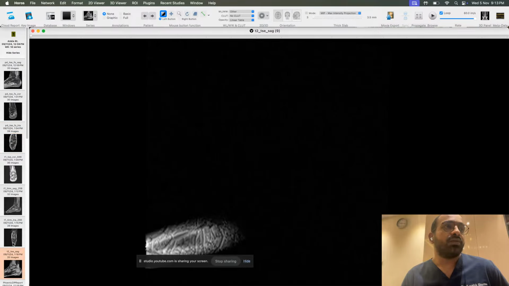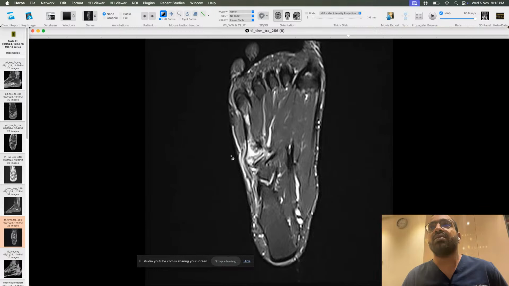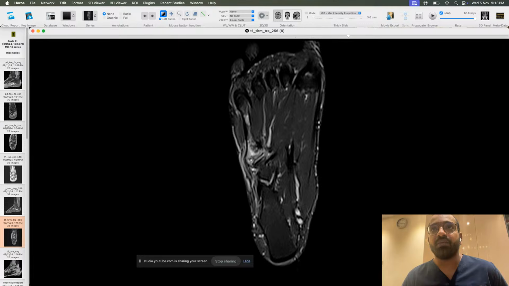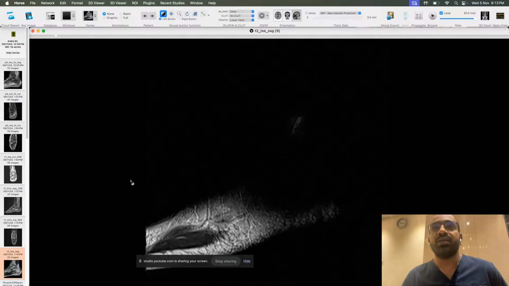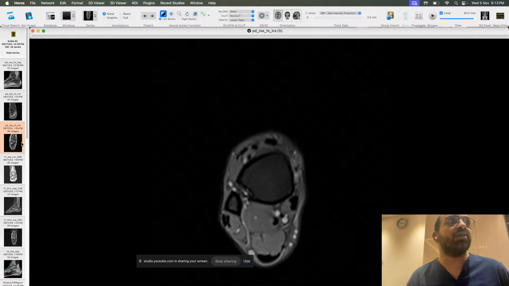So I'm going to the T1. Yeah, these are the T1 images. On the T1 images also, you can see significant marrow edema. These are the T2 weighted images. If you see the T2 weighted images, you can see a clear line of fracture in the base of the fifth metatarsal. So where exactly is this fracture happening and what is the cause of the fracture?